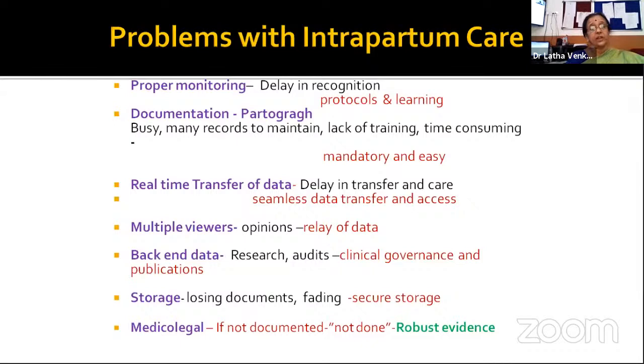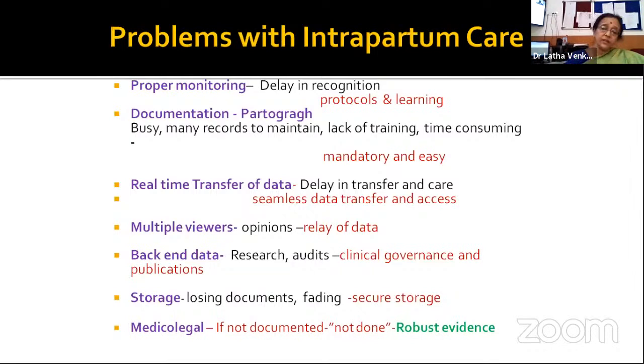Multiple viewers' opinions are not possible. And if we are not confident about something, we could immediately ask our colleagues to have a look at it. But that's not easily doable at the moment. Backend data, especially for research purposes, audits, et cetera, you know that we are quite backward, unfortunately. Though there are plenty of clinical cases, unfortunately, the research data is still scanty from our country.